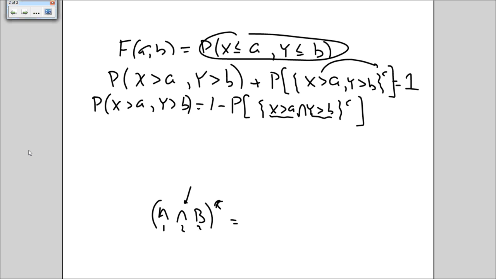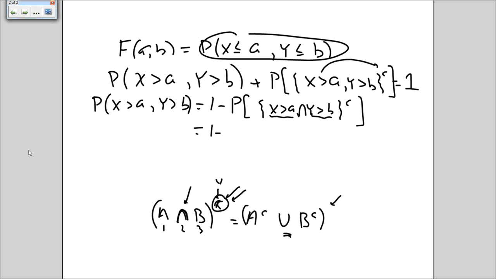1, 2, 3, and 4. A becomes a complement. If it's intersection, we put union. If it were union, where number 2 is, I would put intersection here. B becomes B complement. And if there's no complement here, then I put a complement there. If there is a complement by number 4, then I don't put a complement right there. And that's what we're going to use right now.